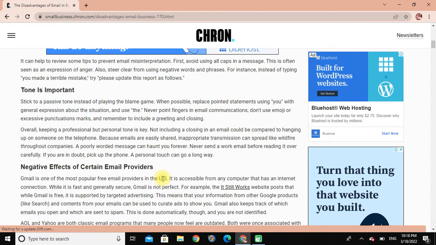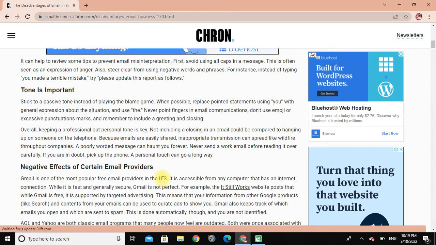When possible, replace pointed statements using "you" with general expressions about the situation, and never use the pointing finger in email communication. Don't use emoji or excessive punctuation marks, and remember to include a greeting and closing. Overall, keeping a professional but personal tone is key. Not including a closing in an email could be compared to hanging up on someone on the telephone.